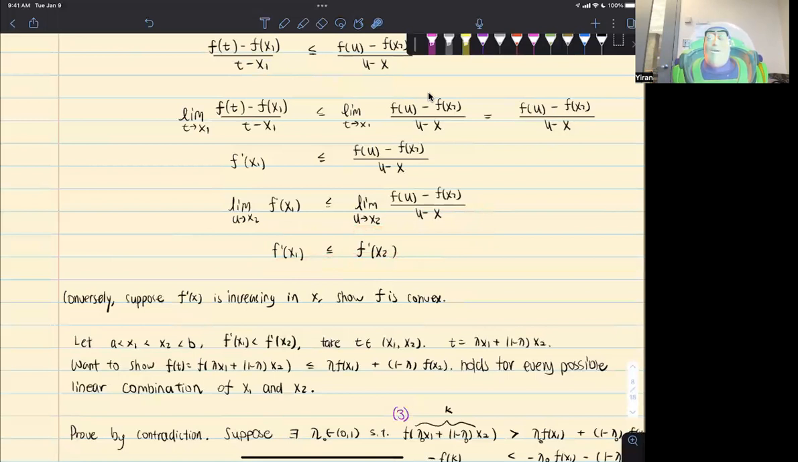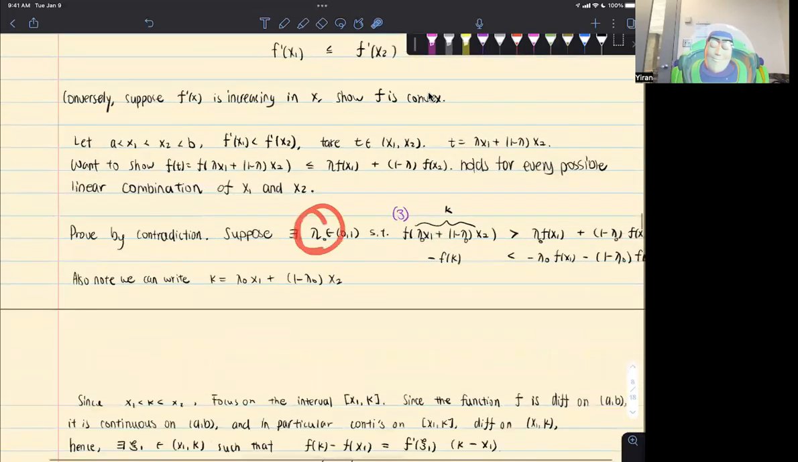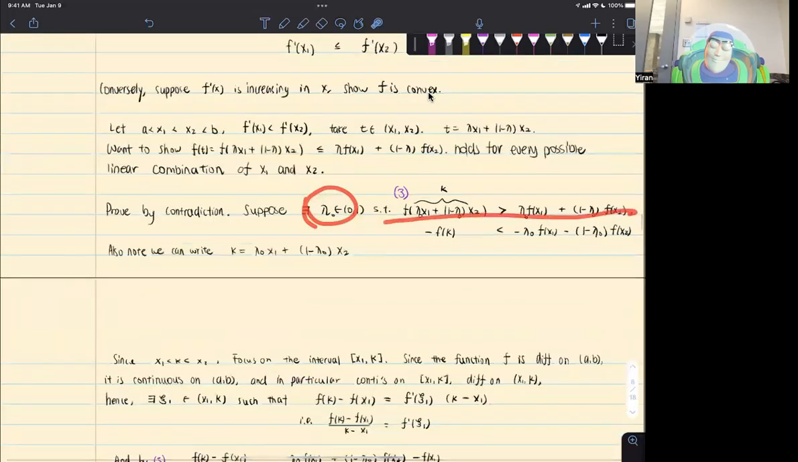So suppose it is not convex, that means there exists a point in the middle such that the inequality we call the inequality to define the convexity of a function, there is a reverse inequality. So mathematically, we write there exists a lambda such that this inequality holds. Normally, if you recall the definition for convexity, it is smaller or equal than, but here it's larger because we want to show a contradiction.